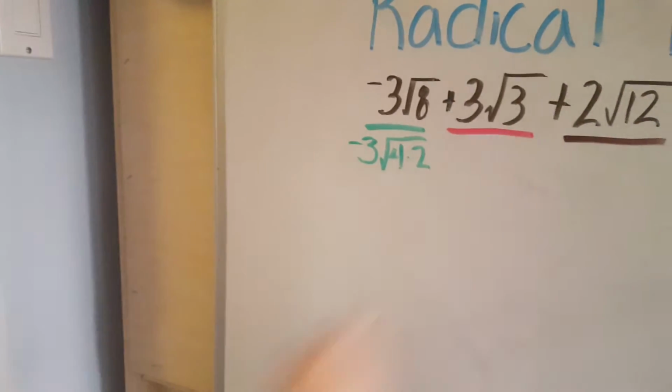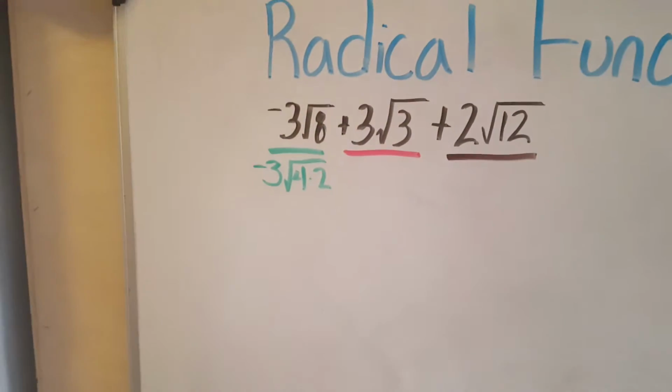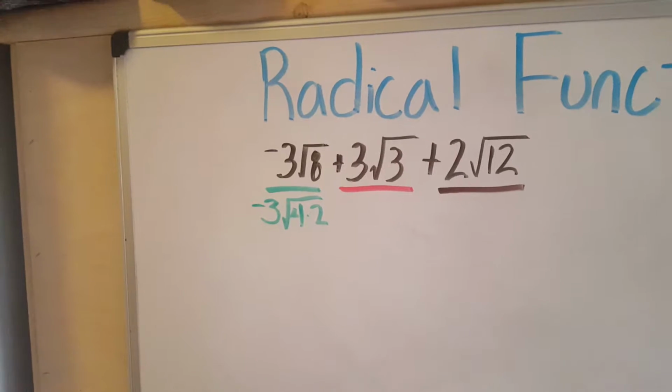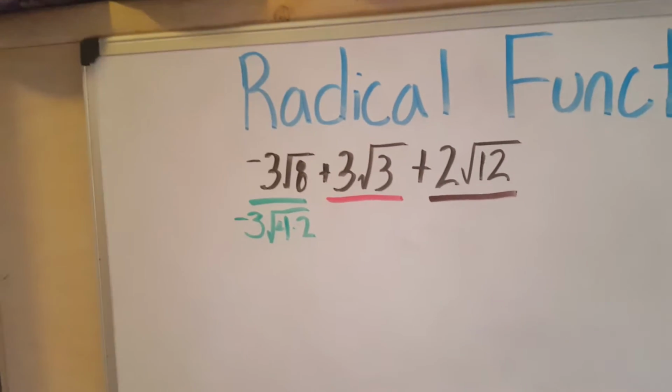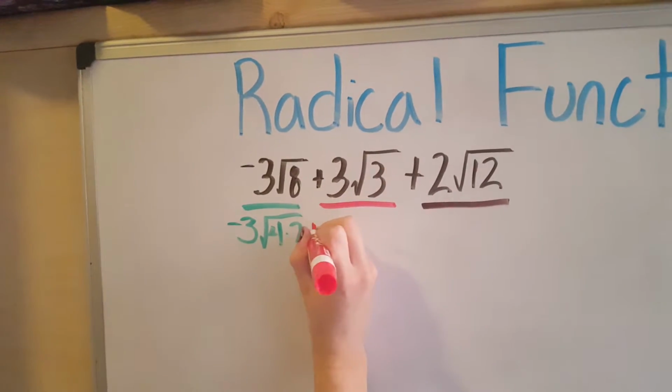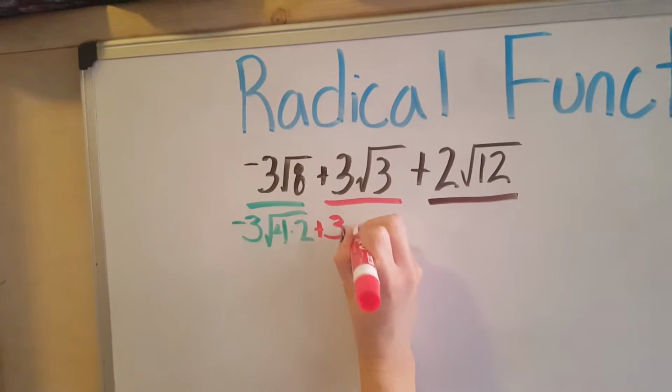Okay, so we're going to look at the red now. For the red, there's no perfect square that can go into it. It's not a perfect square, and we can't dissect it either, so we're just going to leave it alone. So plus 3 square root of 3.